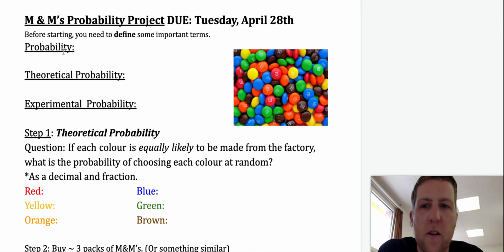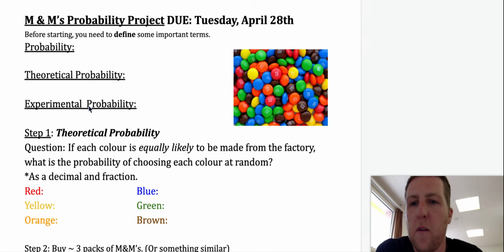So the first part is you need to define these three things: probability, theoretical probability, and experimental probability. They're three pretty important words that we use in this project and also over the course of the unit.